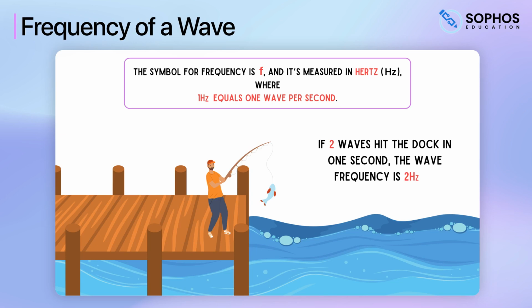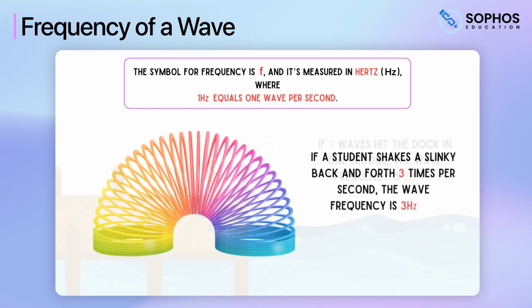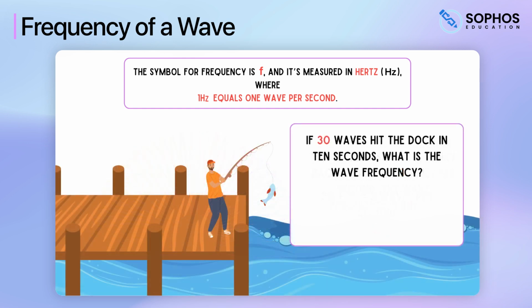We can imagine the frequency of a wave in different contexts. For example, if a student shakes a slinky back and forth 3 times in 1 second, the frequency of the waves produced is 3 hertz. Now suppose instead we find that 30 waves hit the dock in 10 seconds. What would be the frequency? Well, if we have 30 waves in 10 seconds, then this means 30 divided by 10, which equals 3 waves per second, giving a frequency of 3 hertz.